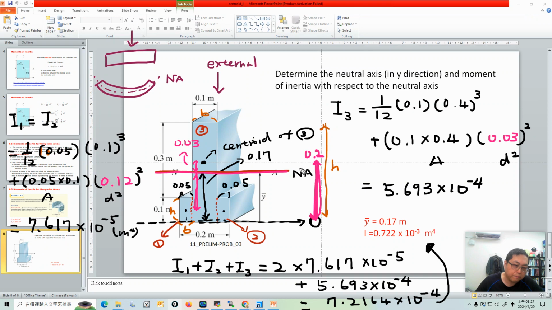Most of the time, the neutral axis does not pass through the centroid of each part. Like this example, the neutral axis is here, and the centroids of the three areas are here, here, and here. You see the axis does not pass through the centroid of each part. So in that situation, you need to use the so-called parallel axis theorem to calculate the moment of inertia of each area and then add them together to get your moment of inertia. This is very important in the stress calculation in beams, and I hope you can understand the process.